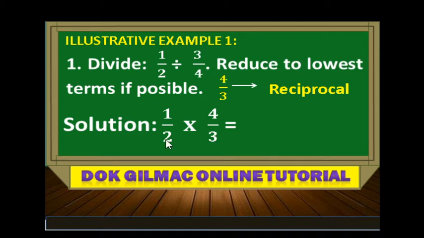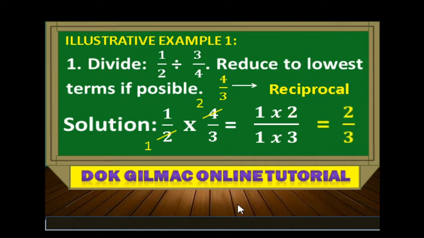As you can see, 2 and 4 have a common factor of 2. So therefore, we can cancel out their common factor. 2 divided by 2 is 1. 4 divided by 2 is 2. So we have 1 times 2 all over 1 times 3. So this is just equal to 2/3.